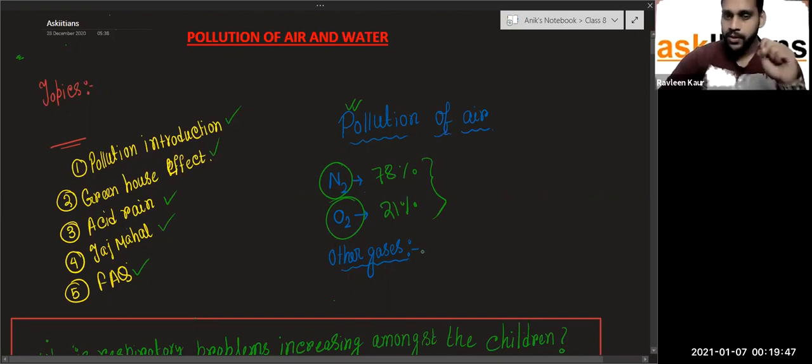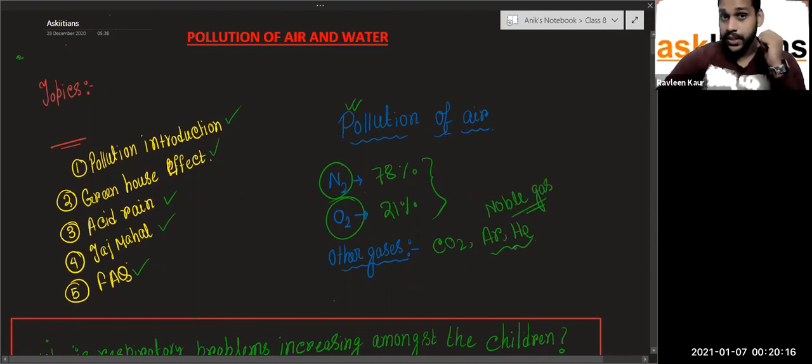After you get the answer, please resume this video. I think you got it. The other gases are carbon dioxide. Apart from that, there are argon and helium. These are the inert gases, right? We call them noble gases. Carbon dioxide is also there, right?